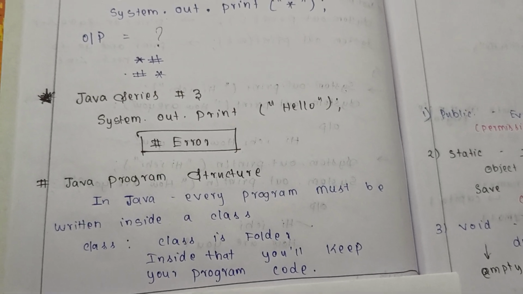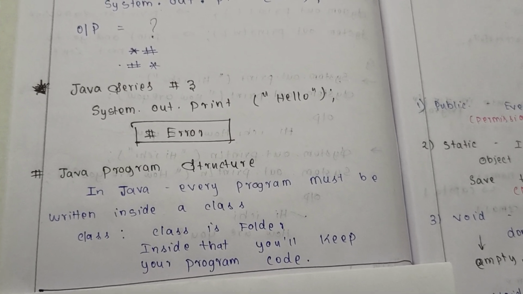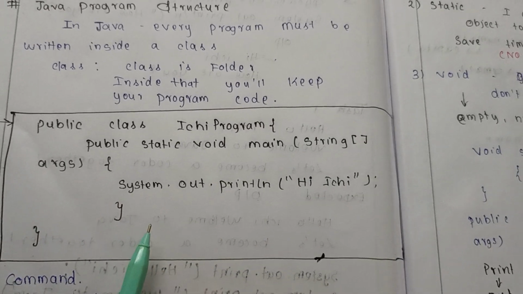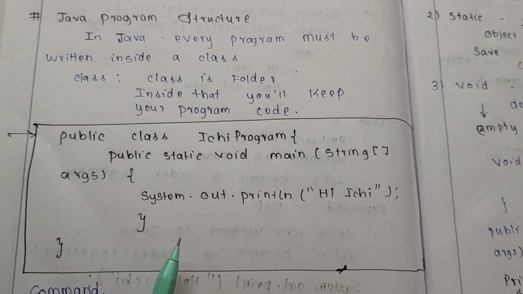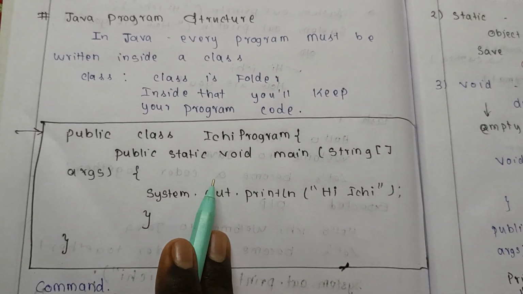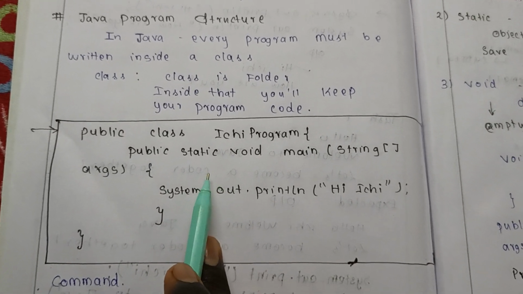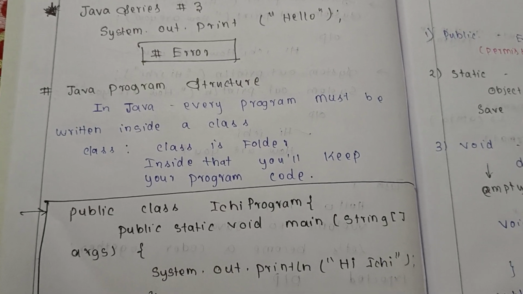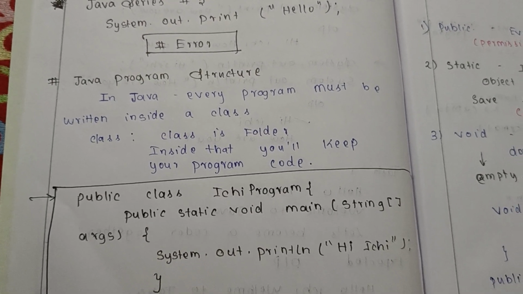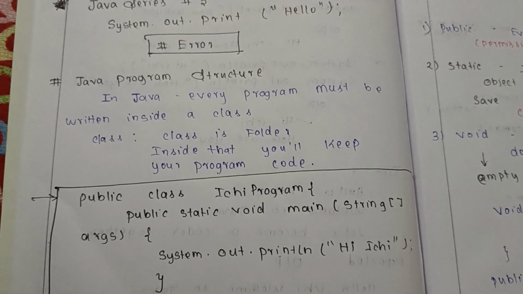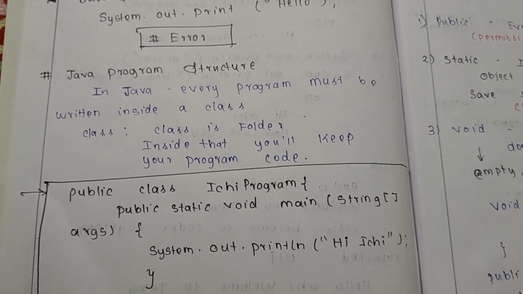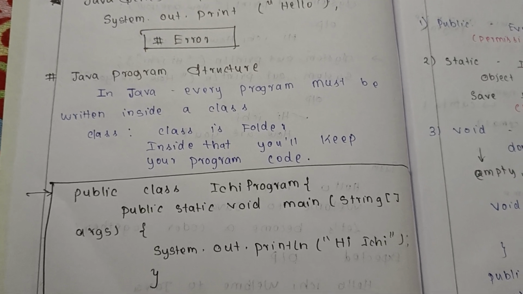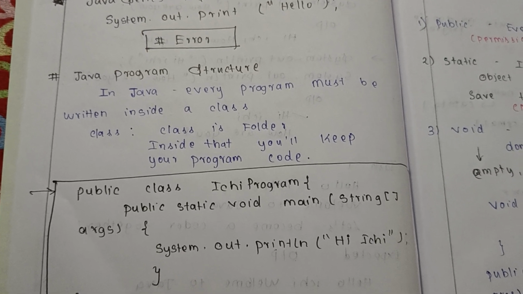Every Java program has to be inside a class. For example, this is your real Java program. Don't be afraid of this, it is very easy. In this video, I will explain this very clearly. What is Java structure? In Java, you must write your program inside a class. First I will show you your program and then I will explain each line one by one.